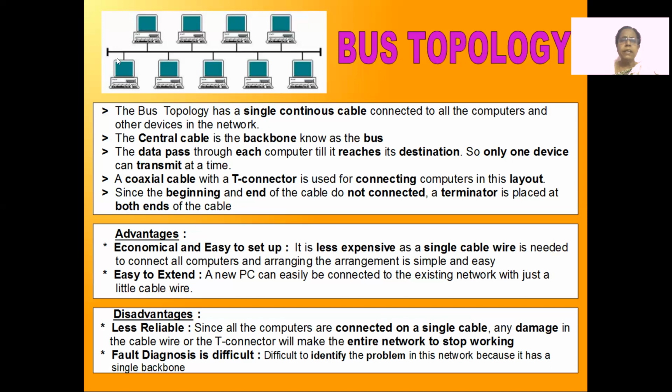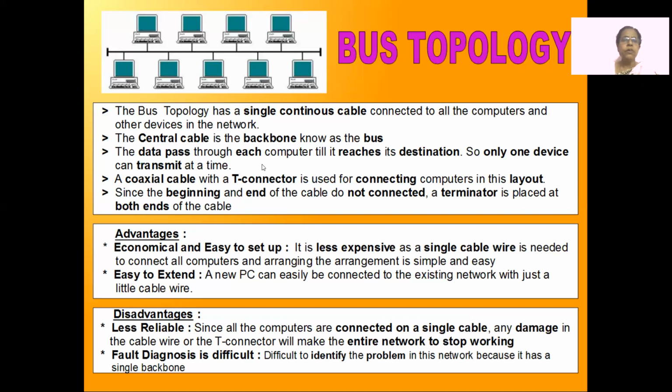Since this beginning and end is not connected, they have two things called the terminators. This is a terminator and this is a terminator. It is placed on both ends so that you don't get a bounce back of all the data, and so you need this type of cabling for the bus topology.